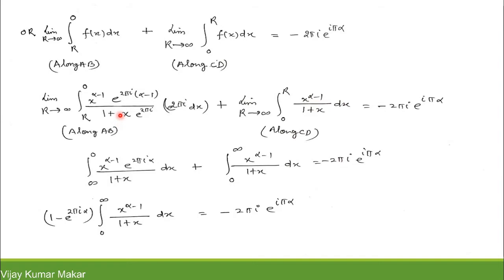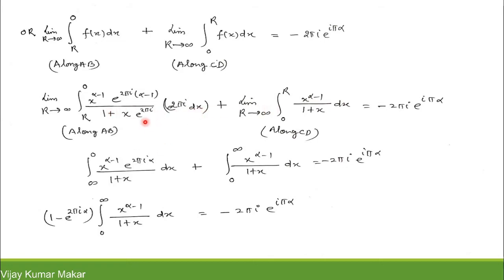Now this is an important step. Because the argument along the line CD is equal to 0, the value of x raised to power minus alpha along CD is x raised to power alpha minus 1, and the value of x raised to power alpha minus 1 along AB is x raised to power alpha minus 1 times e raised to power 2 pi i (alpha minus 1), and e raised to power 2 pi i, dx.